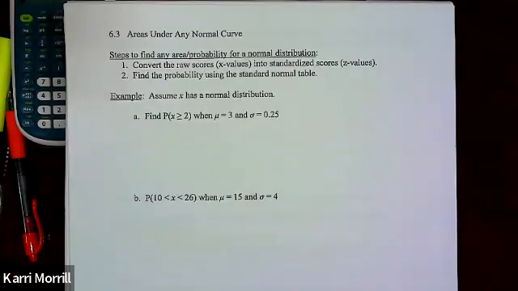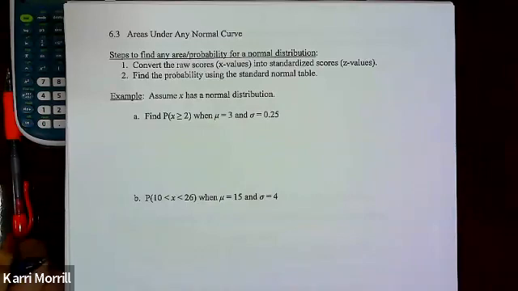6.3 areas under any normal curve. Steps to find any area probability for a normal distribution. We will be converting raw scores into our z-scores and finding the probability using that standard normal table. So this is building off of 6.1 and 6.2 still, obviously.